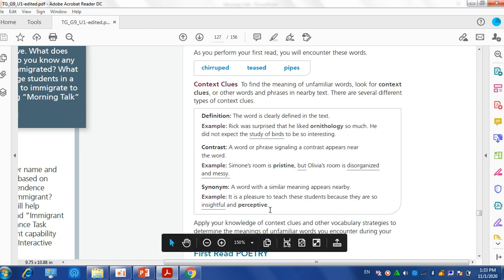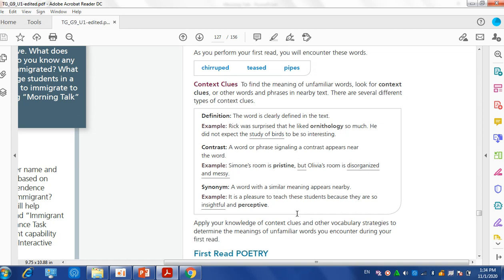The third example. It's a pleasure to teach these students because they are so insightful and perceptive. Maybe you don't know the word perceptive, but you know the word insightful. Insightful means to be aware of, to be alert to the things that are going on around you, sensitive to every little thing. All those words are pointing to one word, which is perceptive. So this is the meaning of perceptive. What did I do here? The context clues showed me the synonym of the word perceptive, which leads you to the meaning of this word.